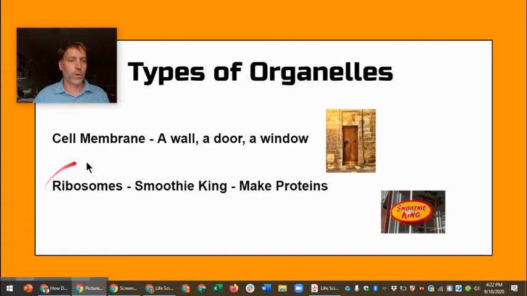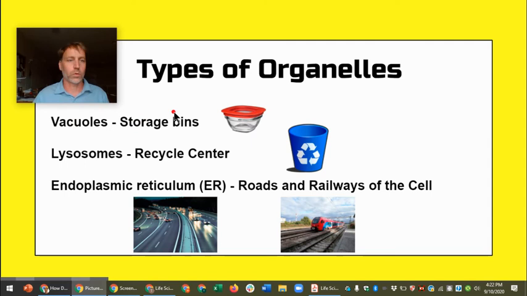So we've got the cell membrane, the door. Ribosomes make proteins. Vacuoles are storage bins. Lysosomes are the recycling center.